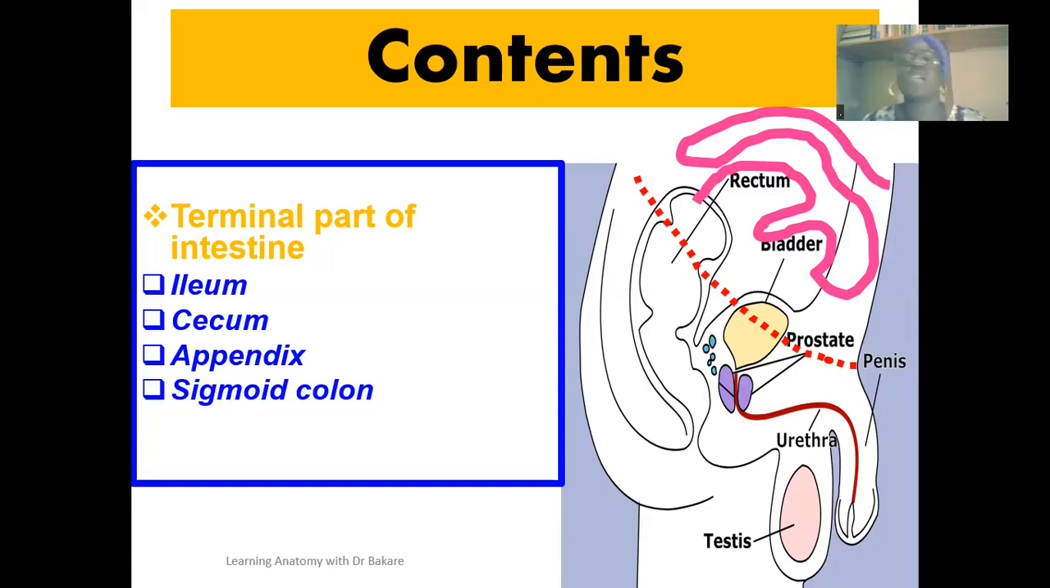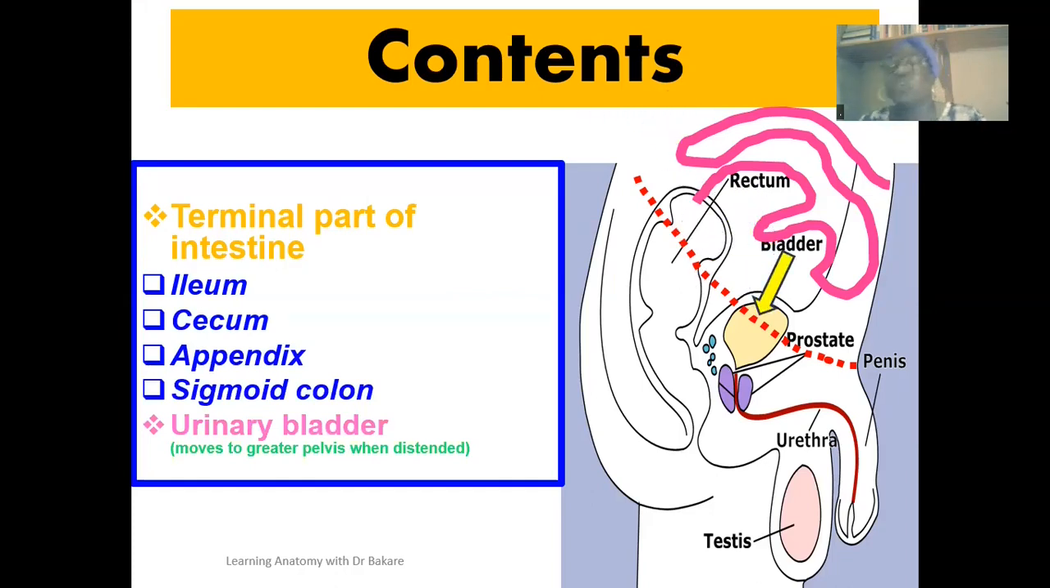We also have the urinary bladder. This is the urinary bladder here, arrowed in yellow. The urinary bladder is positioned within the greater pelvis when it is distended. When it is empty, it is confined within the lesser pelvis, but when it is filled, it extends into the greater pelvis. So it's good for us to be able to establish this specific occurrence that the urinary bladder will present in terms of its position within the lesser or the greater pelvis. So these are the organs that are located within the greater pelvis.